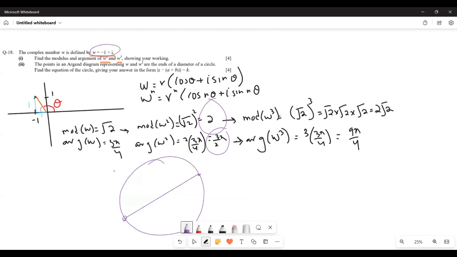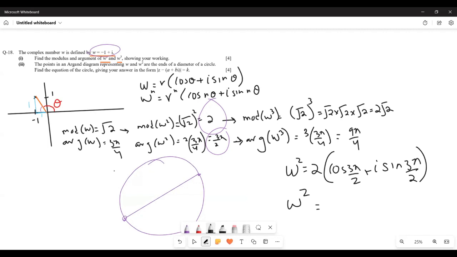Okay, what do I do with this? I know what is W square. W square is 2 cos 3 pi by 2 plus iota sine 3 pi by 2. Can you give me this in rectangular form, in the regular format? Give me 2 times cos 3 pi by 2. What do you get?